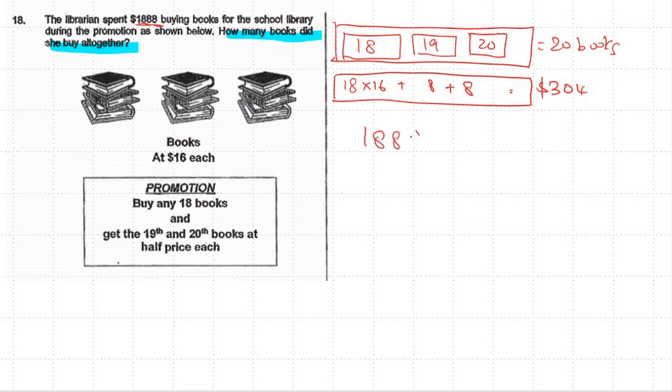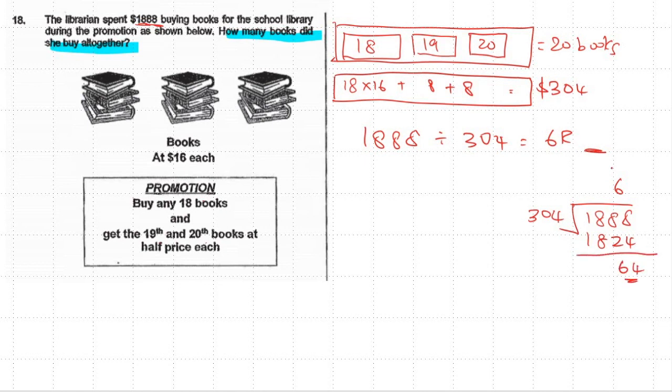So I put 1888 divided by 304. It gives me 6 remaining. And I told you before, when you're doing remainders for Paper 2, the calculator won't give you the actual value maybe. So it's best that you do 1888, you already know that here is 6, so you use 6 times this, and I can easily calculate the remainder. I don't depend on my calculator, because my calculator may give me the simplest form. So I have a remainder of $64. So 6 sets.